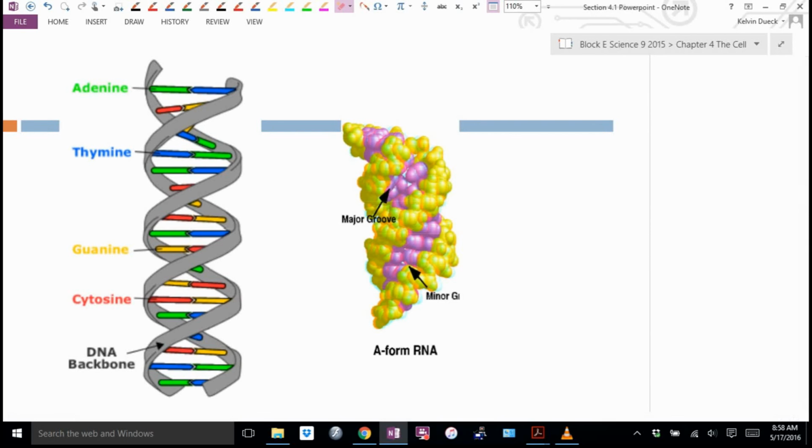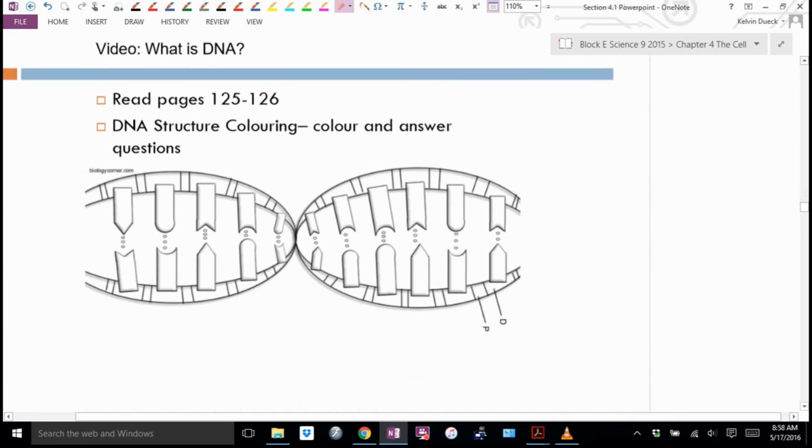We're going to do an assignment later on where you're going to color your own DNA and fill in the parts, and you'll get a feel for how it's all put together. Put your pencils down.